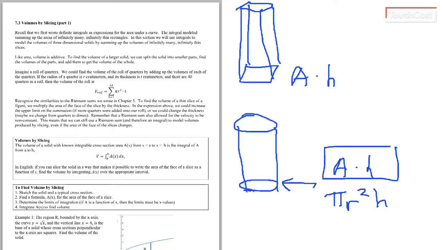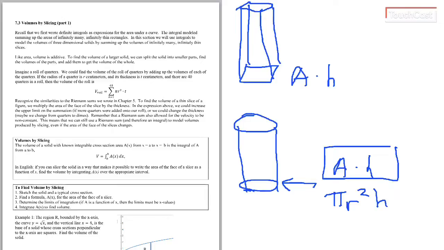So, imagine a roll of quarters. We're going to stick with this cylinder example. I could find the volume of a roll of quarters by finding the volume of each of the individual quarters and adding them up. So think of what Riemann sum I would write. And you can see I've written it here. So the volume of the roll of quarters is going to be the sum as the quarter number goes from 1 to 40, because there's 40 quarters in a roll. You'll know that once you go to college.